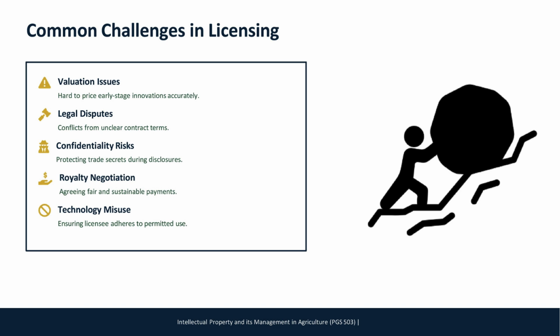The next challenge is legal disputes. Conflicts from unclear contract terms. Another challenge is confidentiality risks. Protecting trade secrets during disclosures. Following that, royalty negotiation. Agreeing fair and sustainable payments. And finally, technology misuse. Ensuring licensee adheres to permitted use.